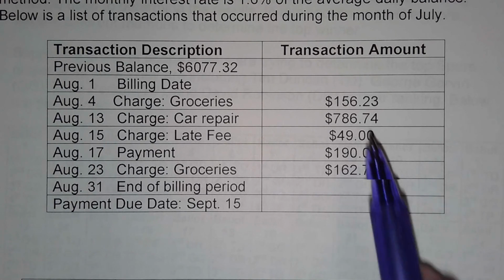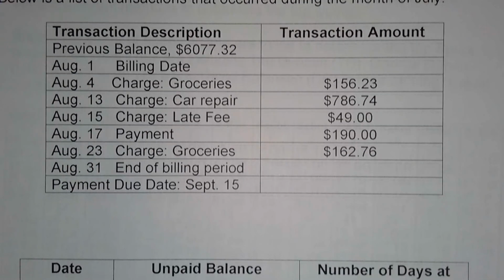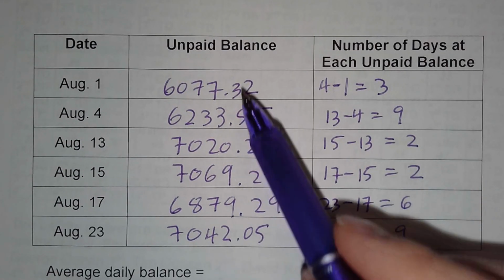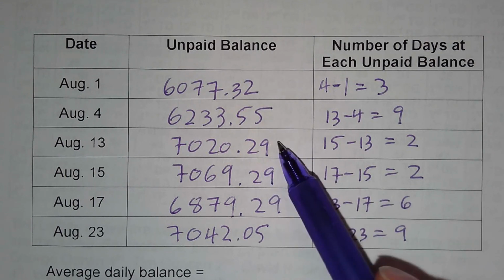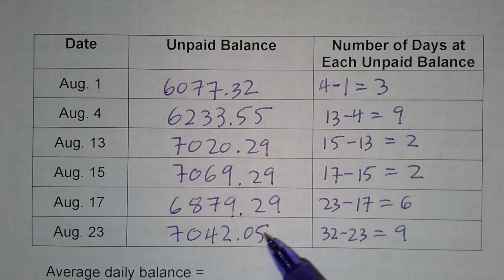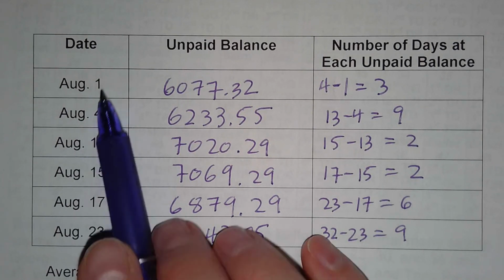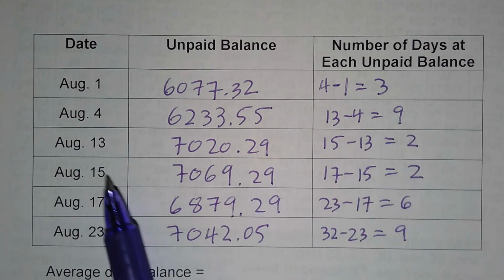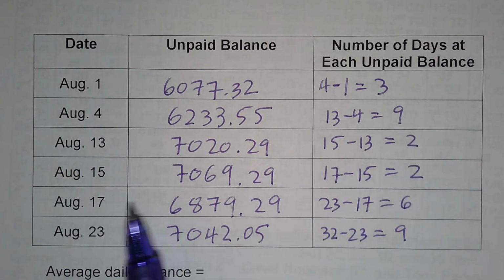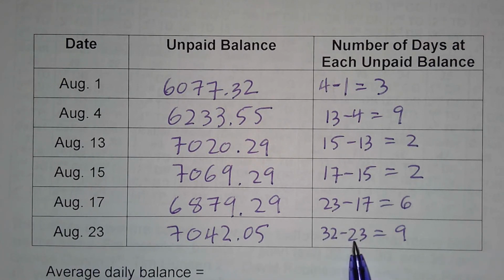So we've got these charges here. The first three are charges. Then we have a payment, and then another charge. So we go and we calculate the unpaid balance, keep adding the charges, and then it goes down when we make that payment 190, and then we add a charge on the groceries here. For our days, we have 4 minus 1 is 3, 13 minus 4 is 9, 15 minus 13 is 2, 17 minus 15 is 2, 23 minus 17 is 6, and remember on the last one, we have to go up one day more than August, so we have to go to 32 minus 23 to get 9.